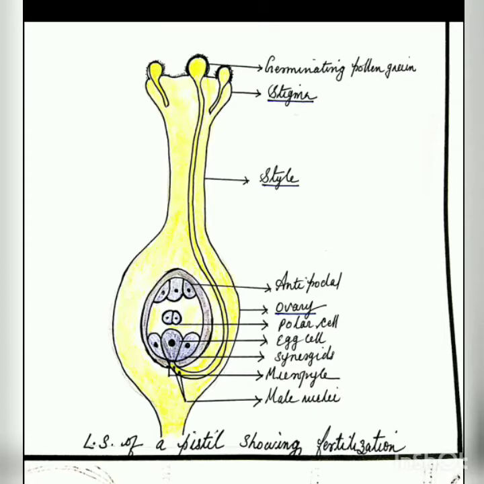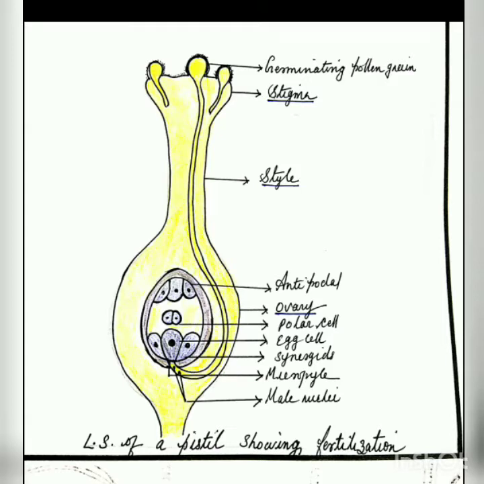Look at this diagram. This diagram explains the complete process of fertilization. What is fertilization? The process of fusion of male and female gametes. Male gametes are pollen grains, female gametes egg cell. This diagram is the longitudinal section of pistil showing fertilization. Stigma, style and ovary are the parts of a pistil.